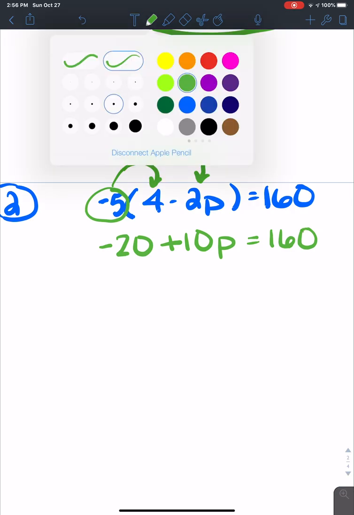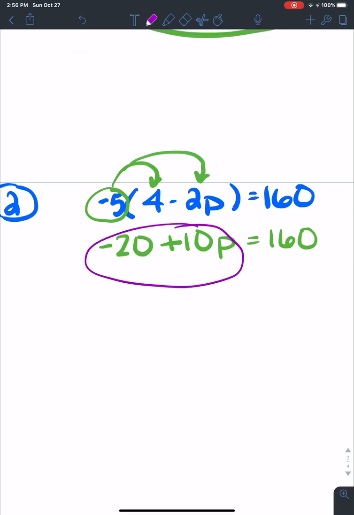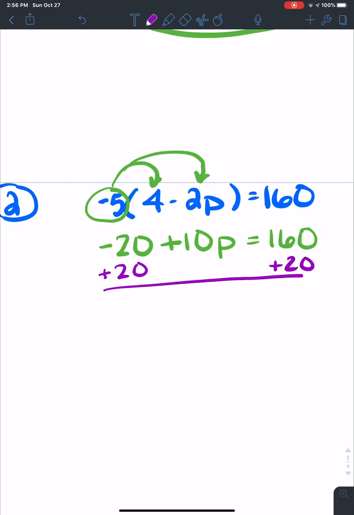Now, I'm focused on the side that's got the variable, which is this one. And I'm focused on the piece that does not have the variable with it, which is going to be the negative 20. So the opposite of negative 20 is positive 20. So this cancels. I'm left with 10p. And on the other side, I'm left with 180.